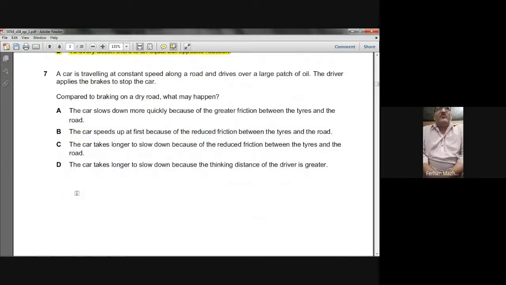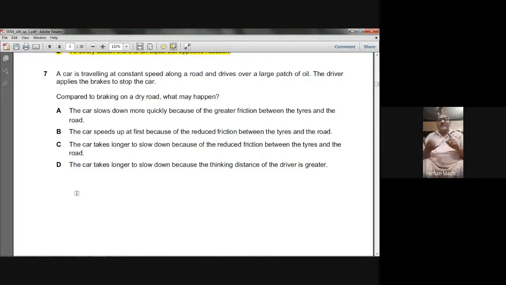A car is traveling at constant speed along a road and drives over a large patch of oil. The driver applies the brakes to stop the car. Compared to braking on a dry road, what may happen?